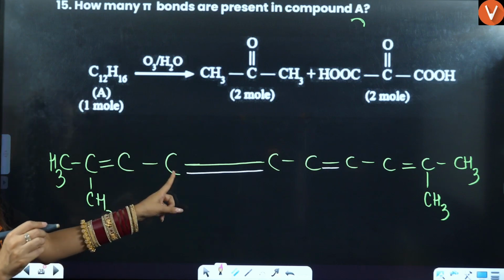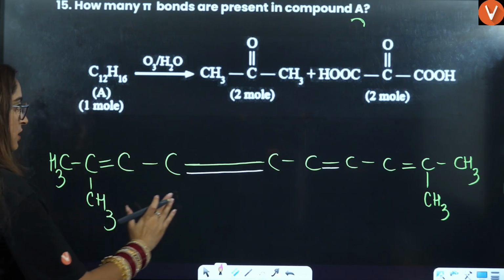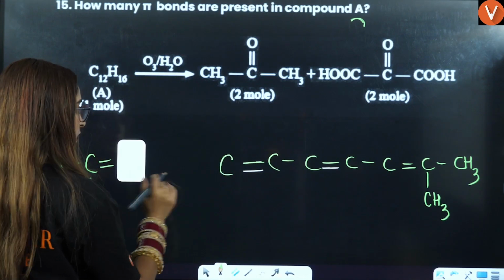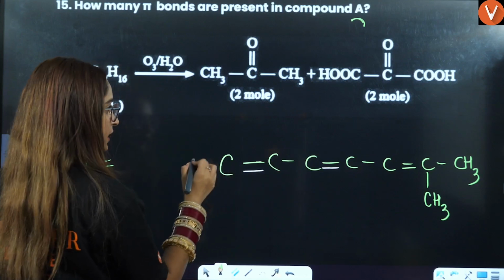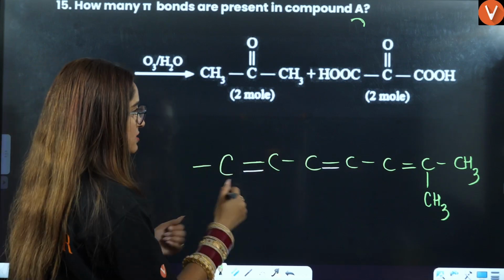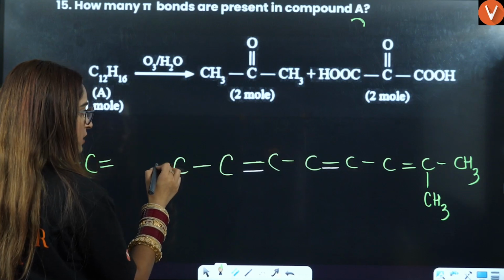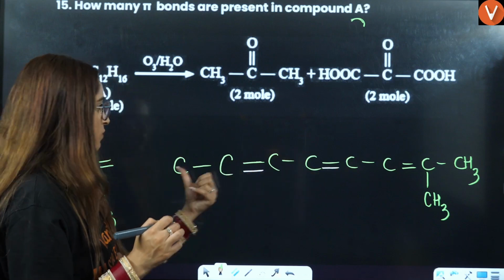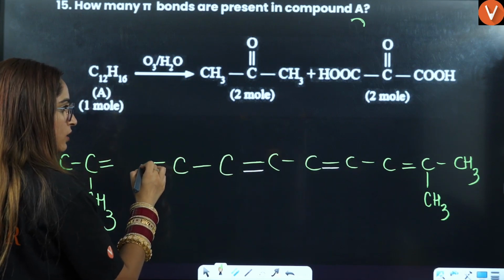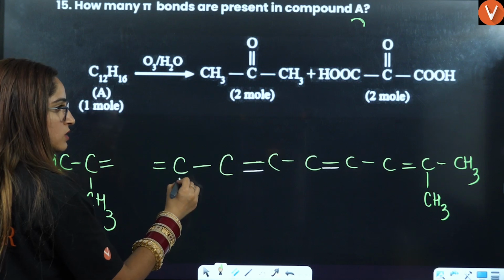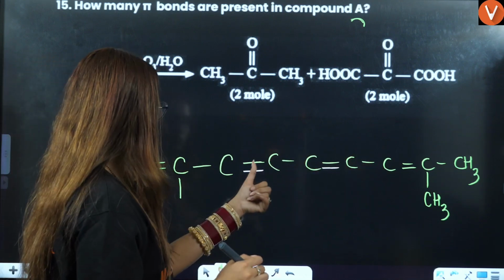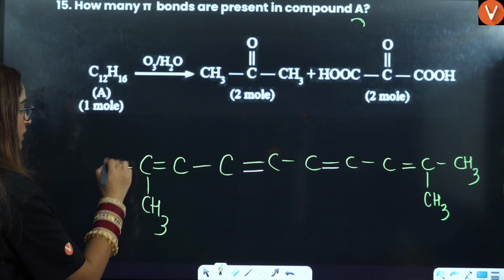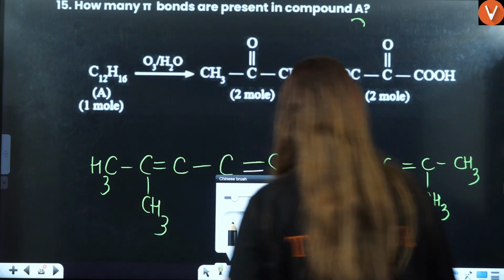Let me just draw this. 1, 2, 3, 4 and this. Wait a minute. Let me just draw that structure. It will be one carbon here, right? One carbon, and the same structure will be there. C, C, C, and this is C, one carbon, double bond. This is CH3 after leaving 2. Okay, this is CH3 and this is CH3. I think this is going to be the answer.